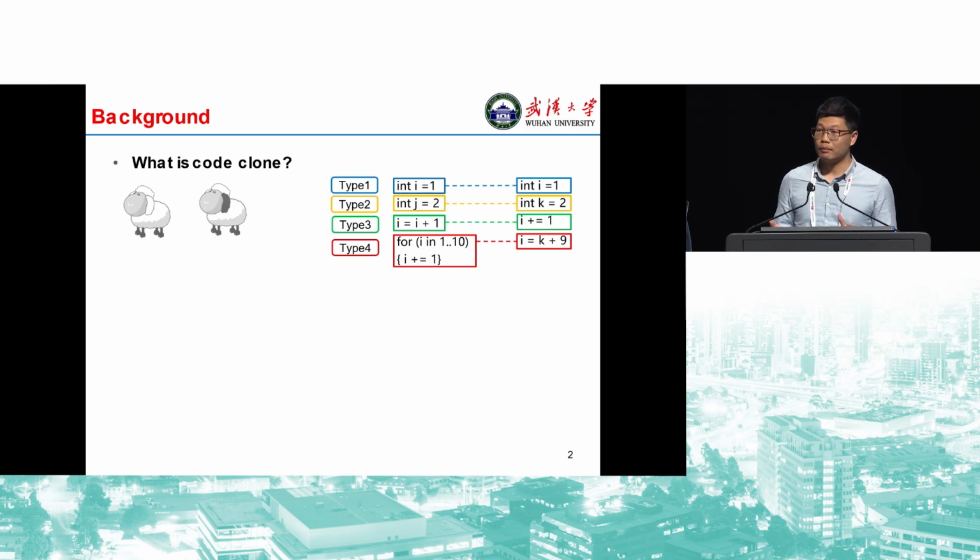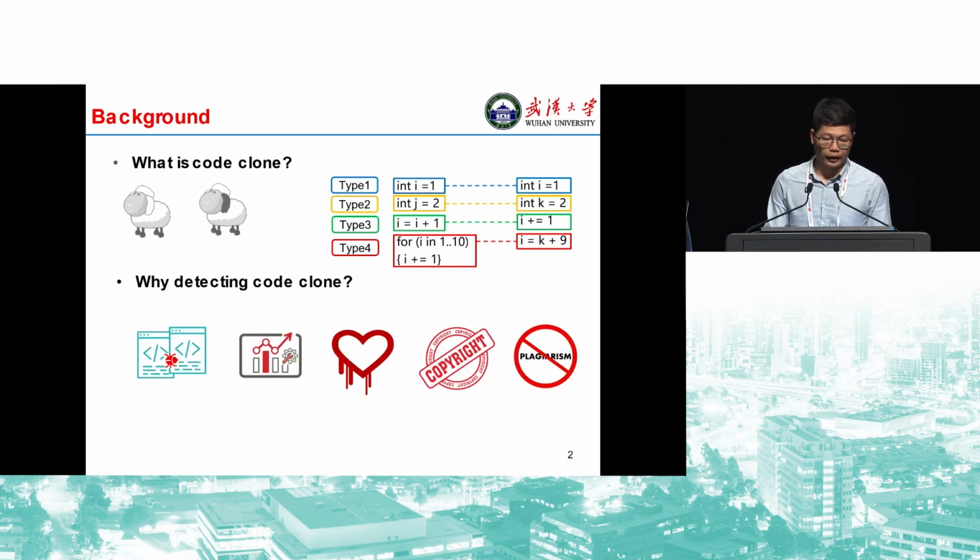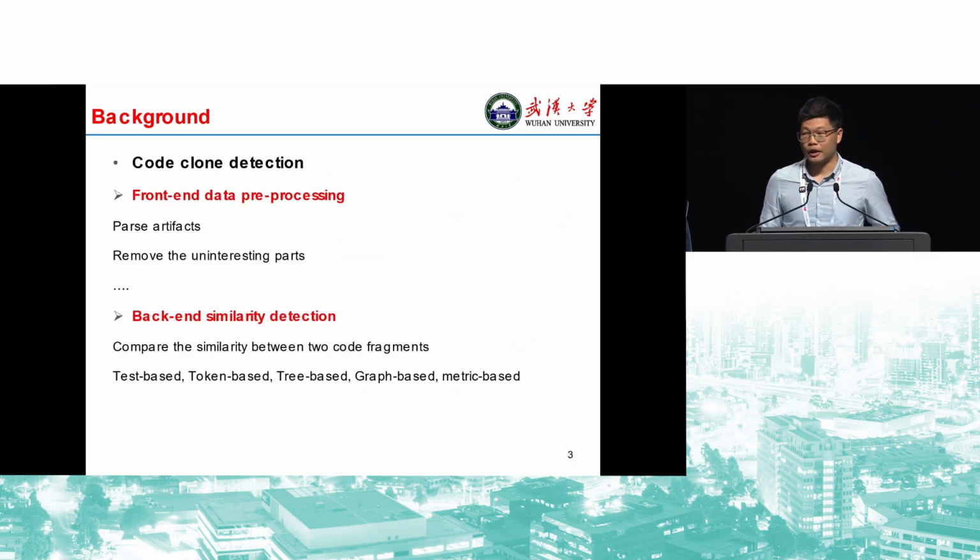Code clones are code fragments which are identical or similar to each other, and code clones can be classified into 4 types. Here, I will not introduce the details. Why do we want to detect code clones in industry? Because code clones might propagate bugs, and may also increase the software maintenance effort, and can also introduce recurring vulnerability, copyright, and plagiarism issues.